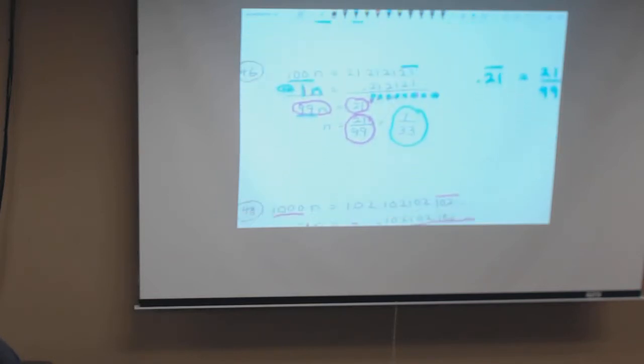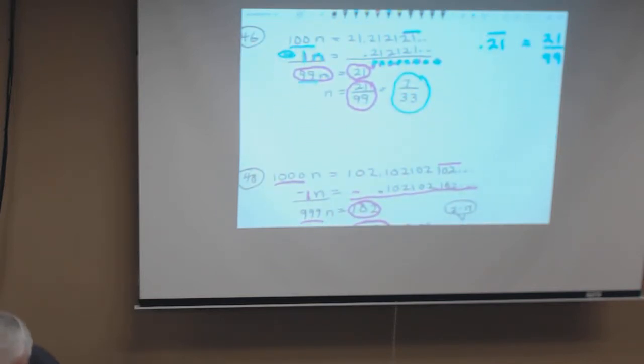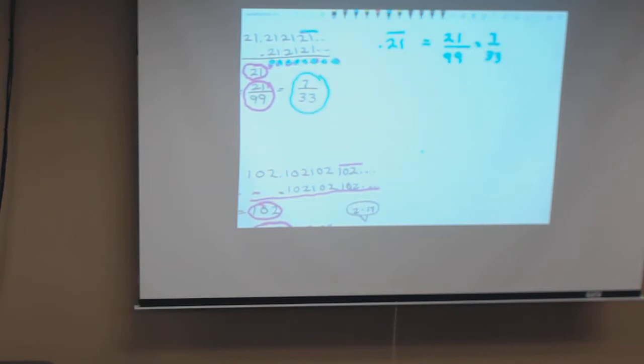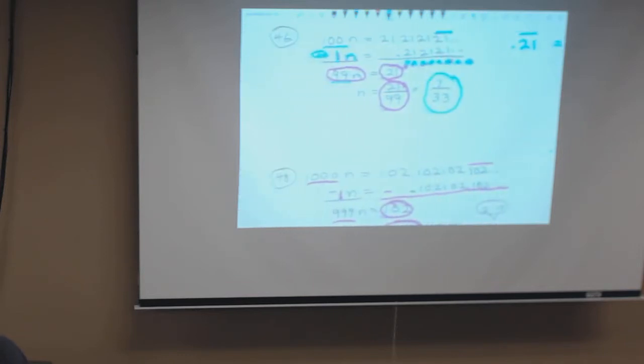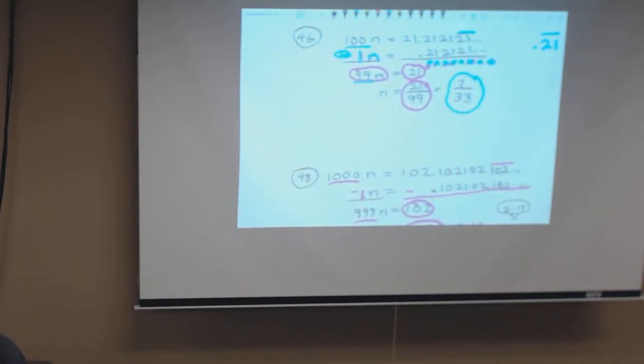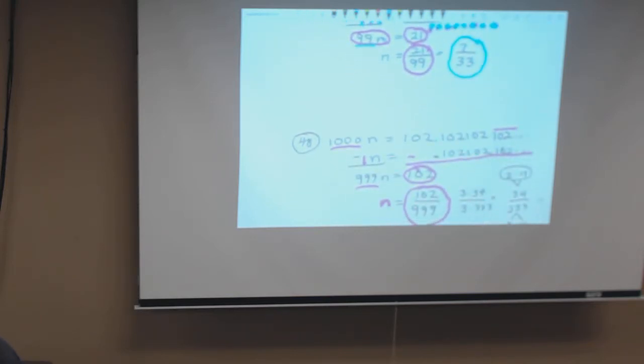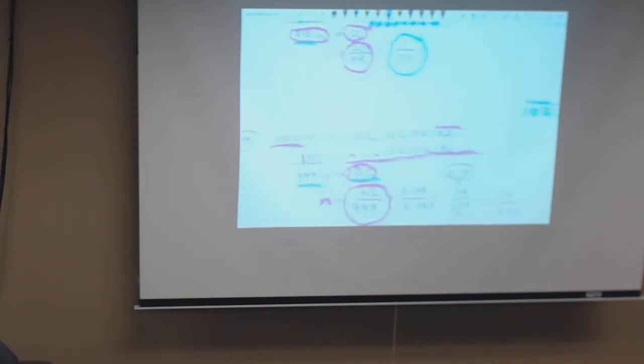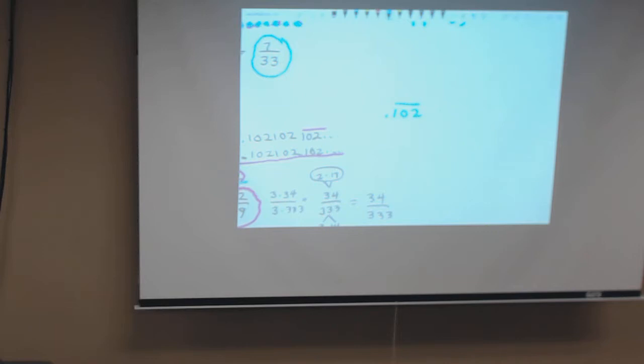So when I come to 48, 48 says 0.102 with a line over it. And I know when I jump through all these hoops, since 3 things repeat, I want 3 zeros, so I'm going to take it times 1,000. Then I'm going to subtract 1, and I'm going to get 999 of them equal 102. You follow the process that I've been doing, the same process. So 102 with a line over it equals 102 over what? 999.